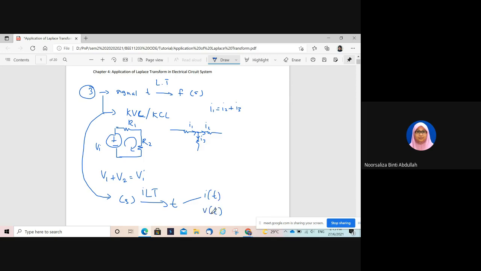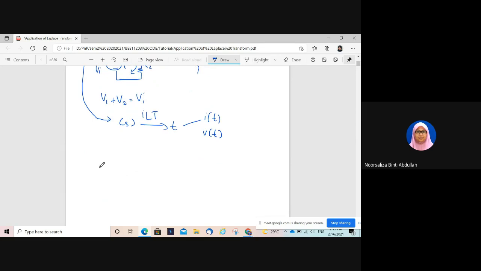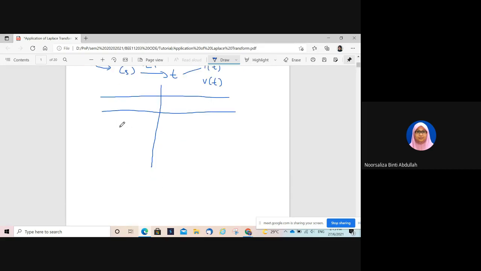Okay, so kita tengok how we transform the circuit to frequency domain. Let's say you have the, macam mana saya nak buat ni? Okay, so here you have time domain. So here you have S domain or frequency domain.